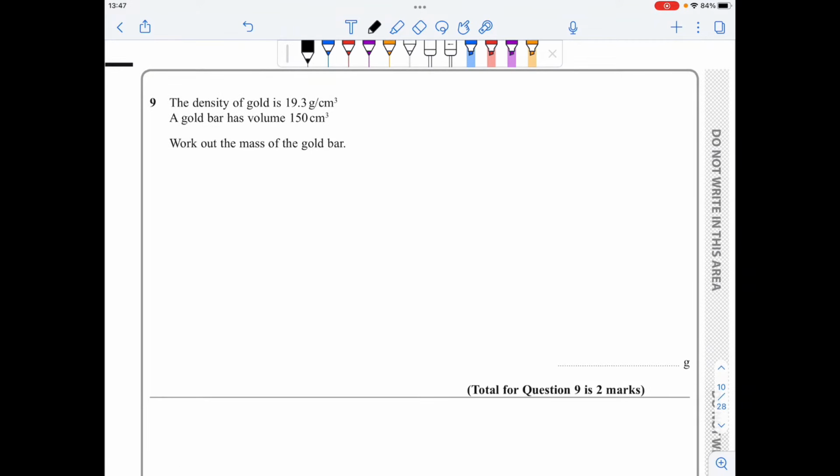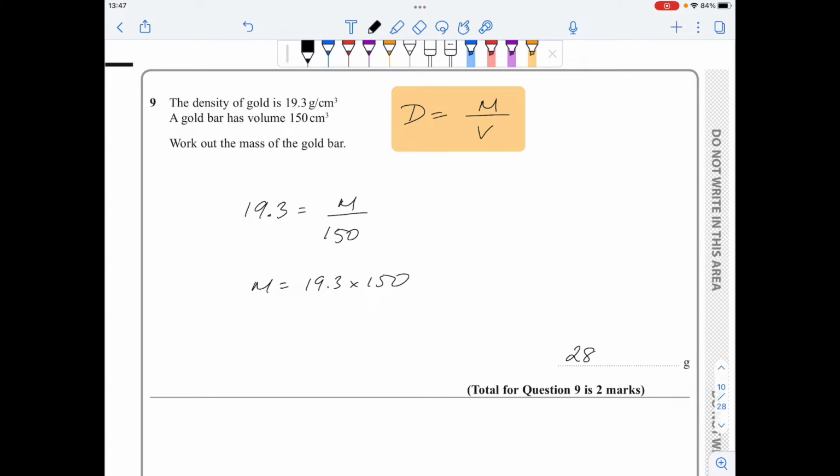For question 9, recall that density is equal to mass over volume. So in our case, 19.3 equals mass over 150. So the mass is 19.3 times 150, which gives me 2,895 grams.